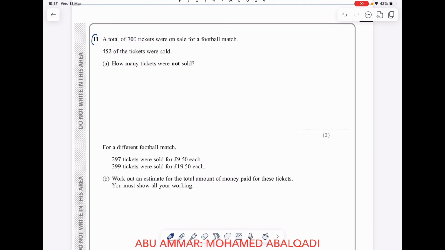We are now on to question 11, and question 11 says 700 tickets were on sale for a football match. 452 of the tickets were sold.